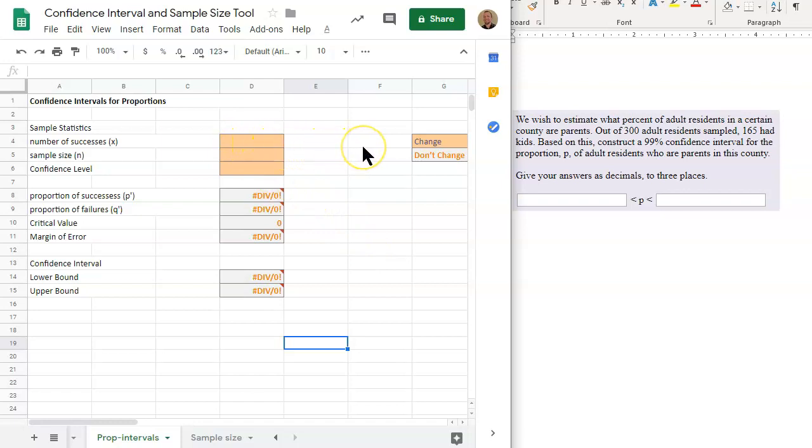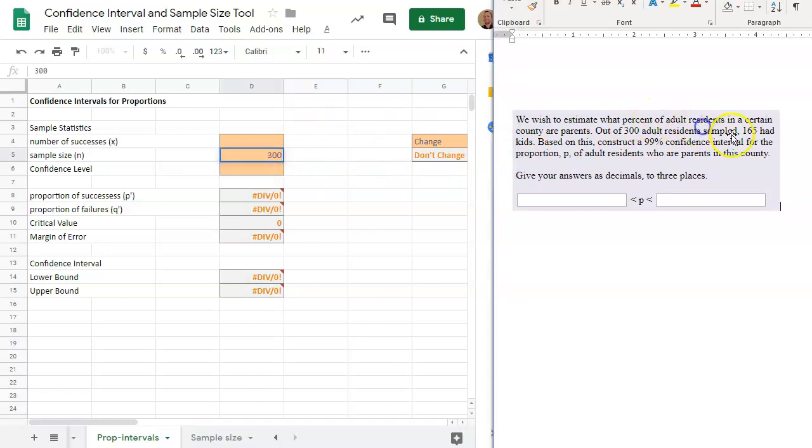And the information that we need to find the confidence interval is the number of successes, X, and sample size, N. Now, number of successes, we'll explain what that is in a problem, but it will be pretty evident once you get the hang of it. So we have, in this problem, we wish to estimate what % of adult residents in a certain county are parents. Out of 300 adult residents sampled, so that is the sample size, that's the total number of people sampled. So let's just put that in right now.